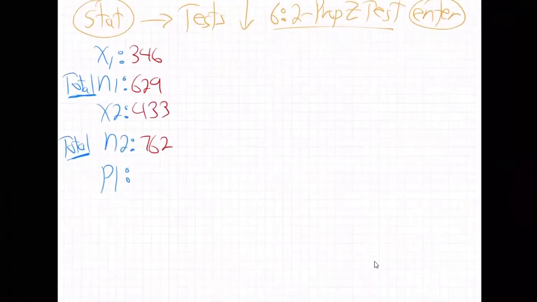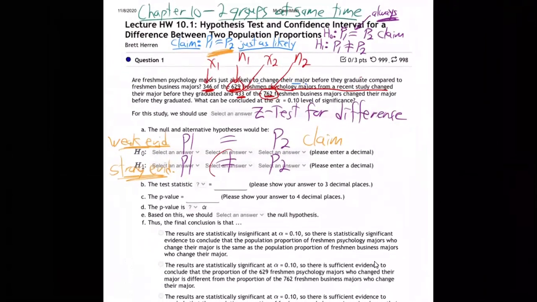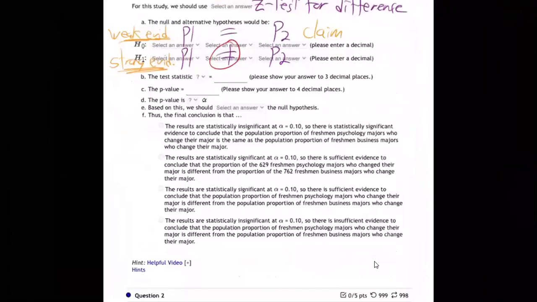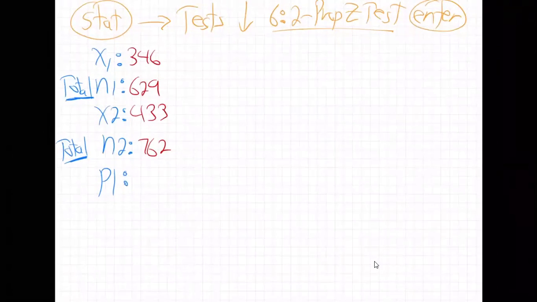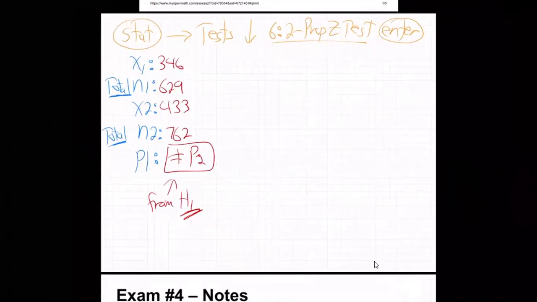Okay, and then what are we going to do down here at the bottom? It wants us to do whatever H1 is, that's not equal, huh? So we go P1 not equal to P2. Choose that option because that's what we get from H1. It's always exactly whatever H1 has. So there we go. There's the setup, and then hit calculate. And I'll do it also. Let's see what we get here.